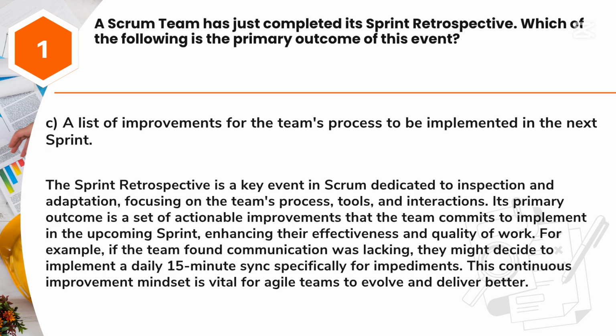Answer: C. A list of improvements for the team's process to be implemented in the next sprint. The sprint retrospective is a key event in Scrum dedicated to inspection and adaptation, focusing on the team's process, tools, and interactions. Its primary outcome is a set of actionable improvements that the team commits to implement in the upcoming sprint, enhancing their effectiveness and quality of work.